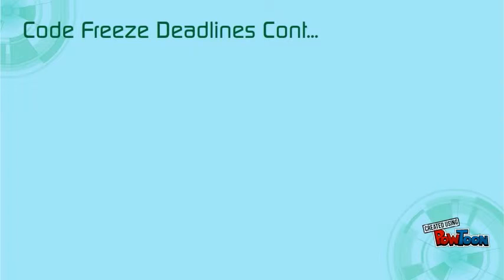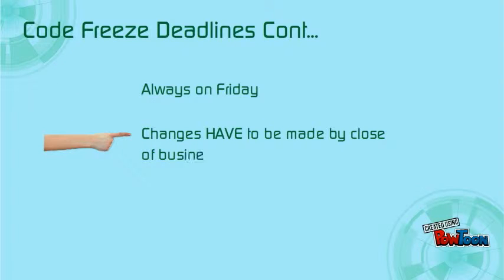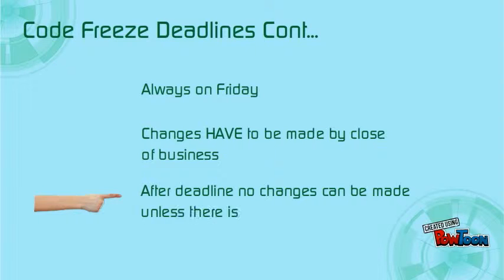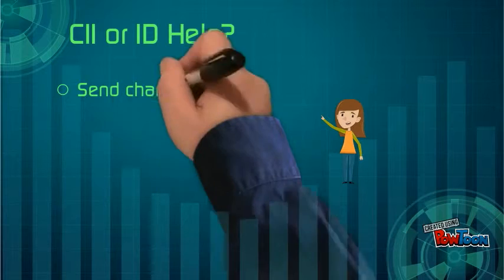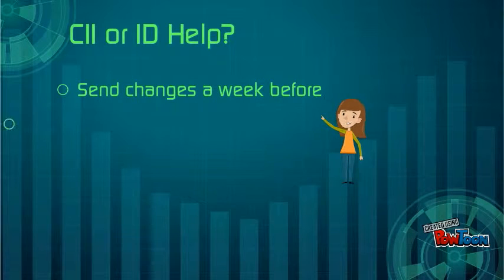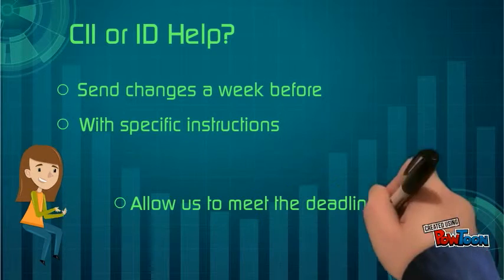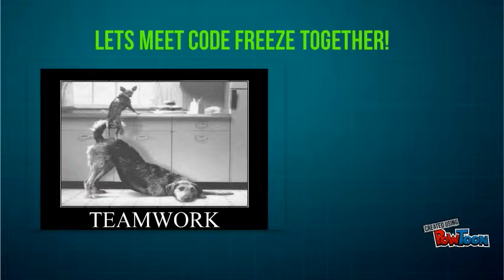Code freeze deadlines are always on a Friday, and changes have to be made before the close of business for that day. After this day, no changes are allowed unless you officially ask for an extension. If you need your instructional designer or the CII to help make the changes, those need to be turned in to us with specific instructions a full week before the code freeze deadline to allow us time to make the changes. Teamwork is absolutely necessary to make sure we meet the code freeze deadline.